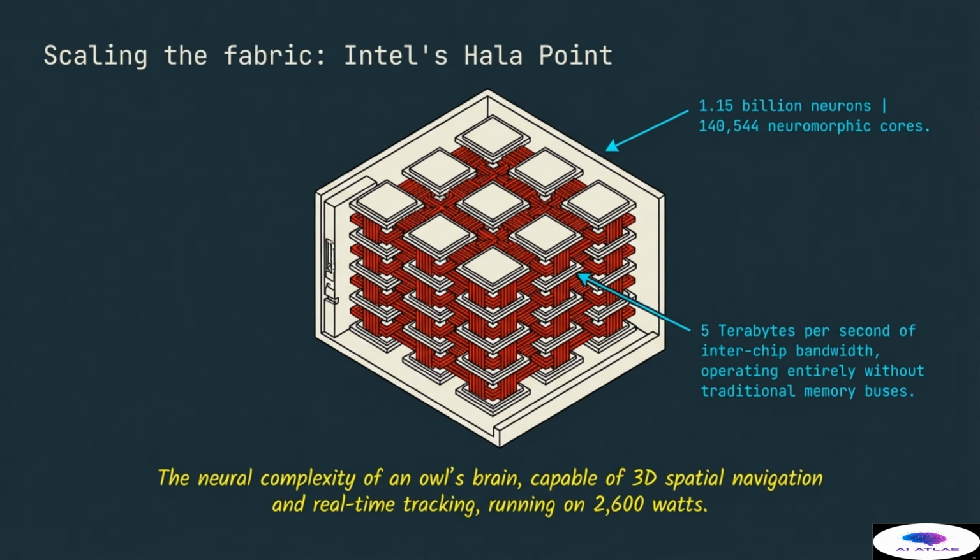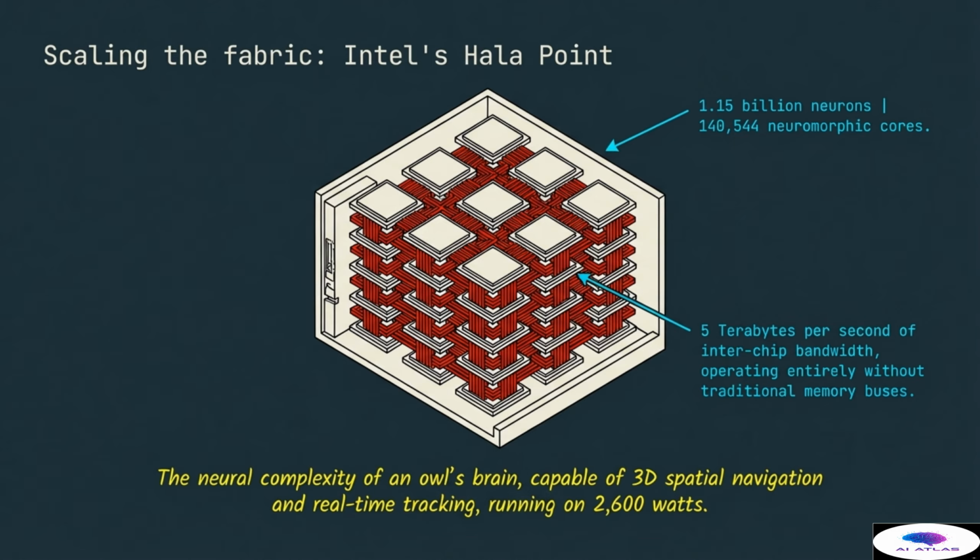An owl is capable of 3-dimensional spatial navigation and real-time tracking of prey in total darkness, all while running on just 2,600 watts. While that is more than a biological owl, it is a massive improvement over traditional supercomputers. The architecture is a dense cube of interconnected layers that allow for massive parallelism. We are finally reaching the point where we can build silicon systems that rival the structural complexity of small animals.